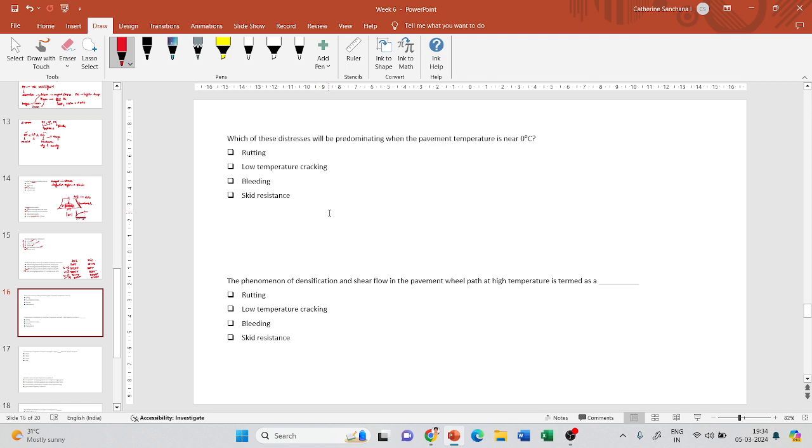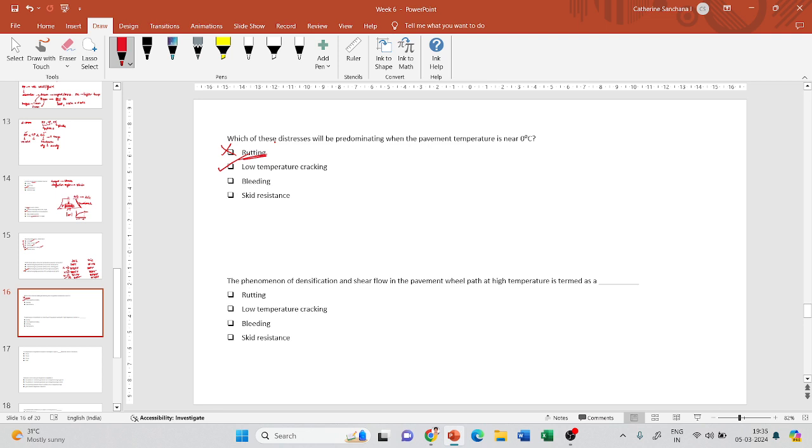Moving to the next question: which of these distresses will be predominating when the pavement temperature is near 0 degrees Celsius? So rutting, obviously it will occur at high temperatures, so no. Low temperature cracking, obviously yes. When the temperature is very low, it is prone to low temperature cracking, and there are two types.